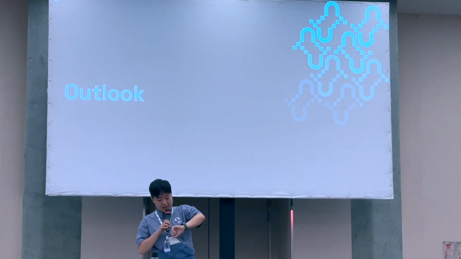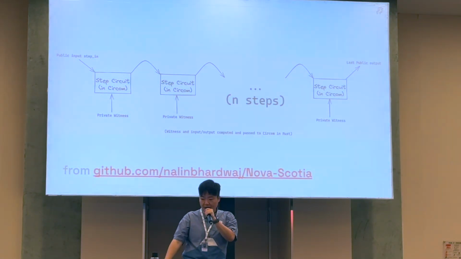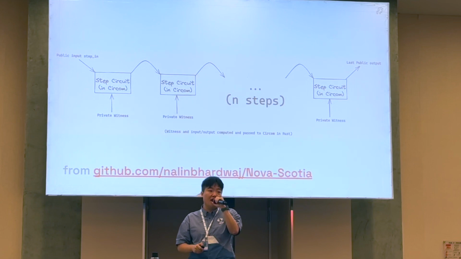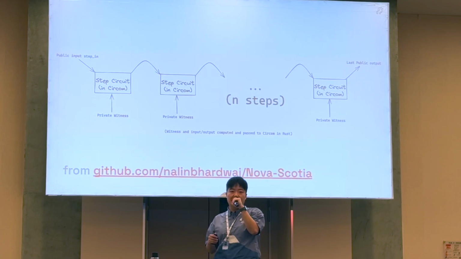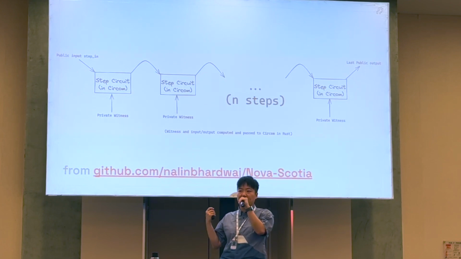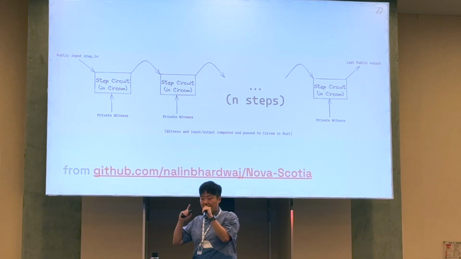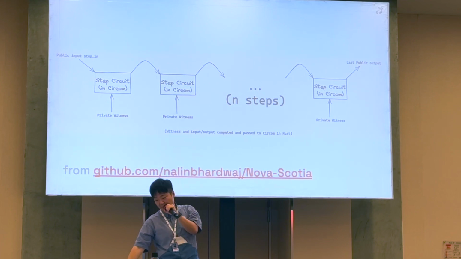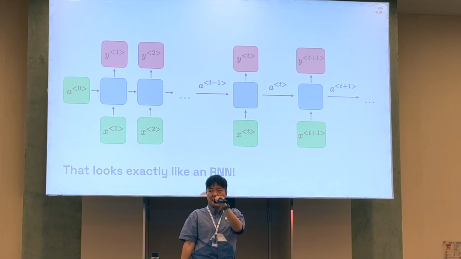Right, so for the outlook, here is a diagram from an implementation of using Nova over Circom circuits. And this is a diagram showing just how it works. It looks like every single other circuit that you have seen from Phonemic just now. I want to show this to you because I want to compare and contrast it with another thing that is very well known in machine learning, which is the recurrent neural network.